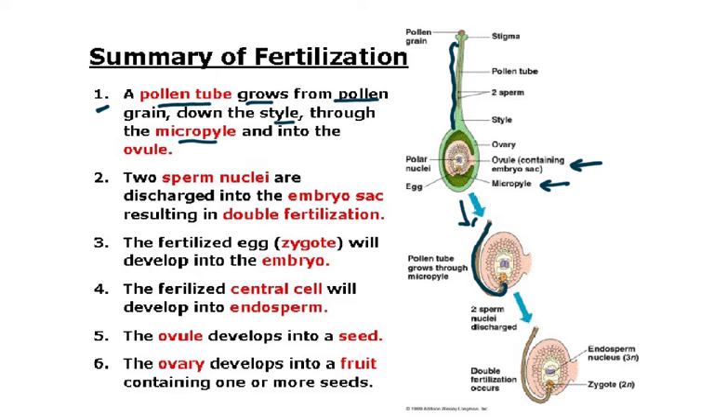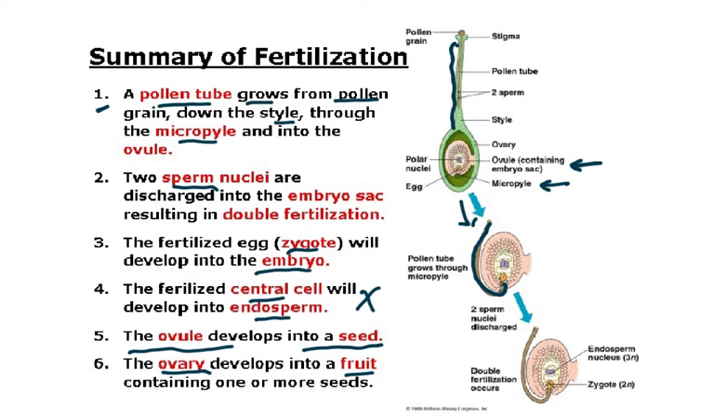In this pollen tube, the two sperm nuclei, or the male nuclei, are discharged into the embryo sac, resulting in double fertilization. The fertilized egg zygote will develop into the embryo, and the fertilized central cell will develop into the endosperm. But we don't have to know this, so we can forget this. Now, the important thing is the ovule is going to develop into the seed, and the ovary is going to develop into the fruit. So we've got to understand now how this is going to happen.